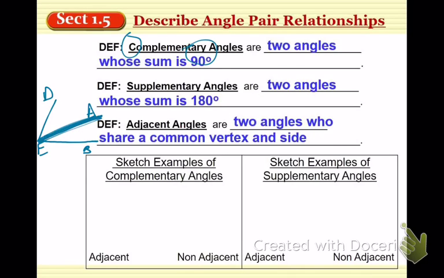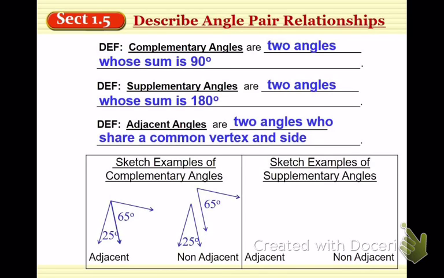Now, complementary and supplementary angles can be adjacent, or they may not be. They don't have to be. Any two known angles in the universe can be complementary angles. There could be an angle in St. Louis and an angle in Chicago. And as long as their measures add to 90, then they're going to be complementary. They don't have to be adjacent.